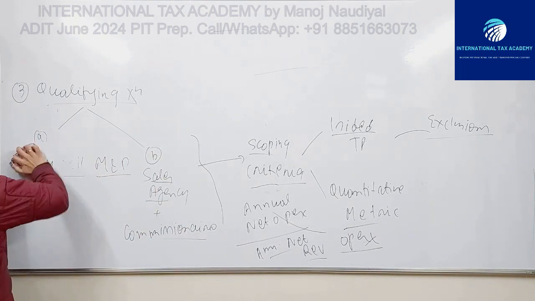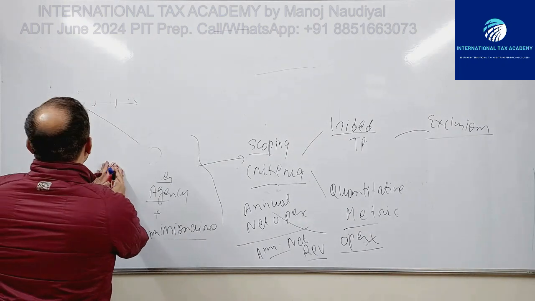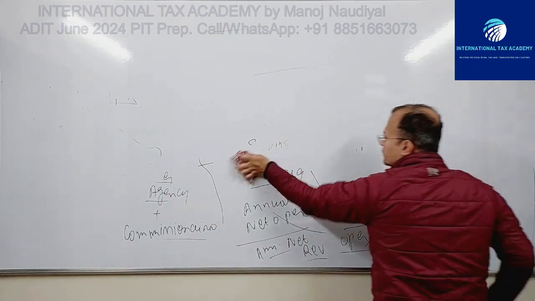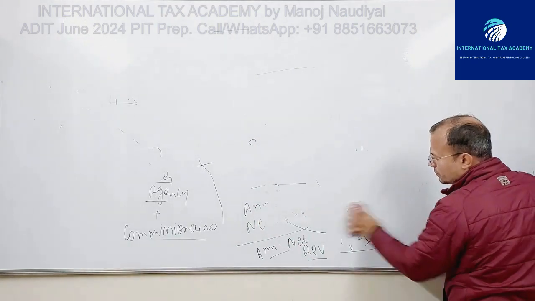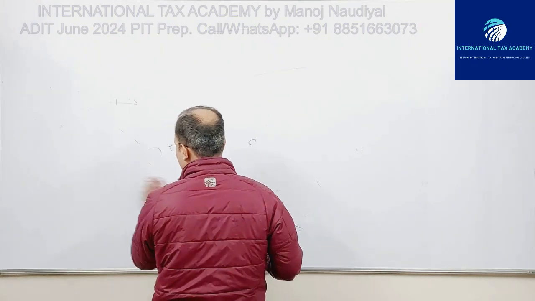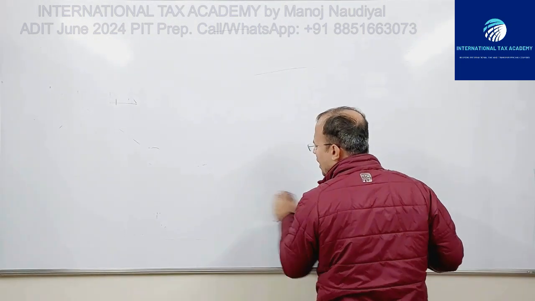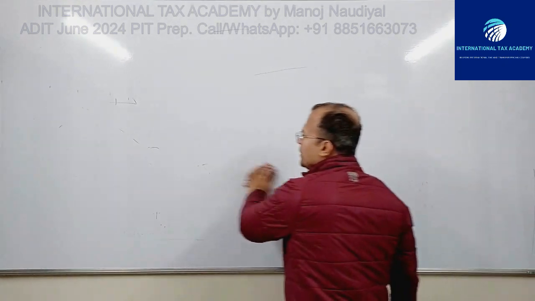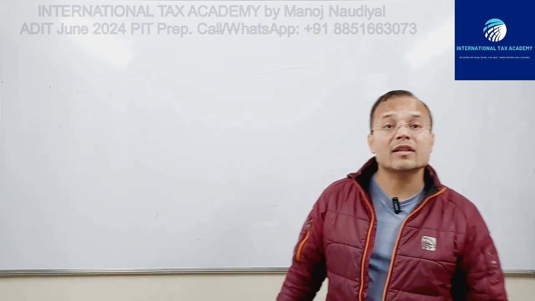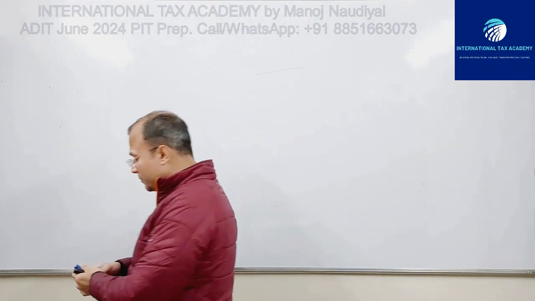Section number 4. Pricing methodology, the most appropriate method. The most appropriate method, OECD TP guidelines, chapter number 2 has got very detailed guidelines as to what are the criteria that should be kept in mind while choosing a most appropriate method, MAM, right?